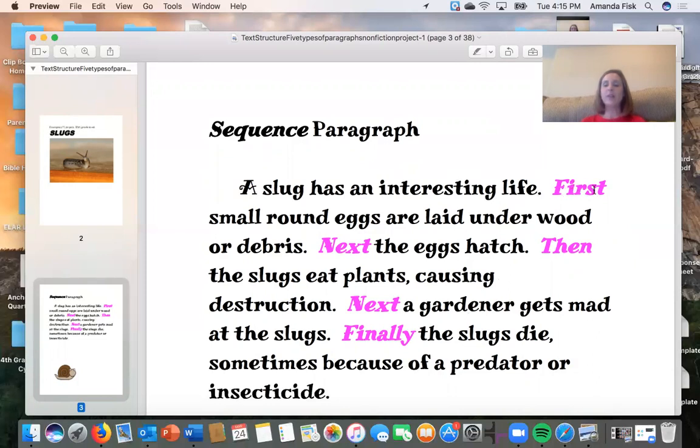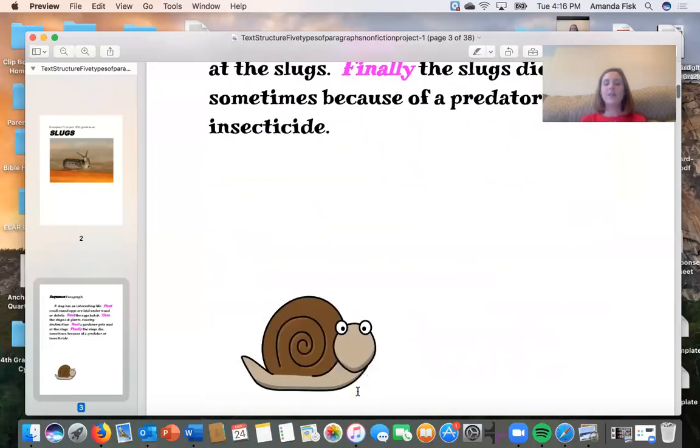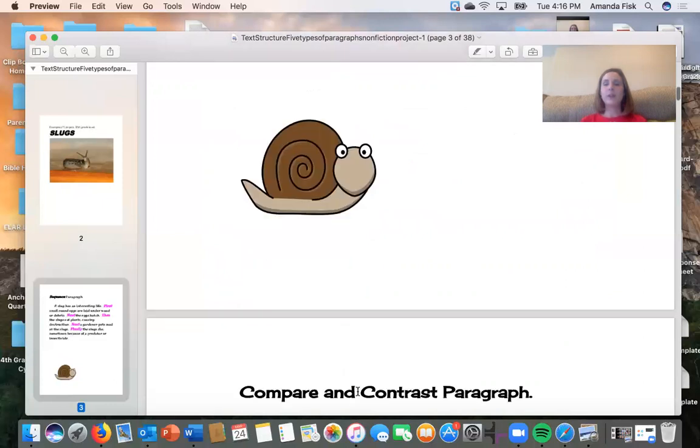It tells you how its life starts. It starts in a round egg and it's laid under wood or debris. Next, the eggs hatch. Then the slugs eat plants, which causes destruction. Then a gardener sees them, and finally they die because of a predator or insecticide. And then they have a cute little picture here. I love how they did that.